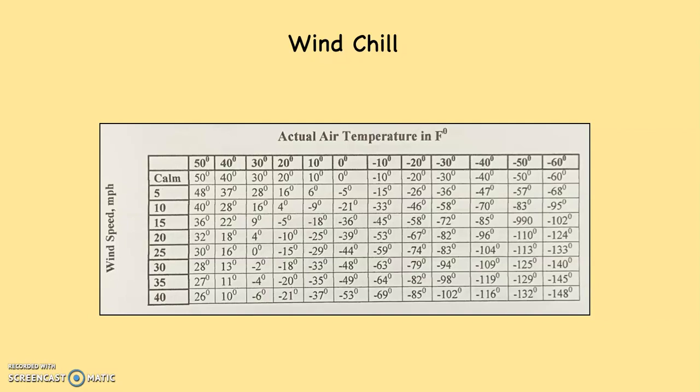Want to try one more? Take a look. Let's say that it's 30 degrees with a 25-mile-an-hour wind. Okay, I'm not going to show you. You take a look at it. 30 degrees with a 25-mile-an-hour wind. Answer would be 0 degrees. Excellent.